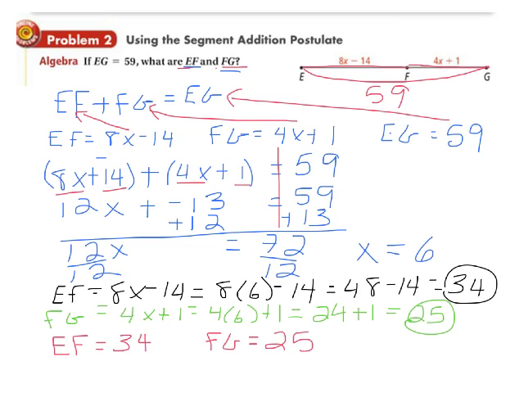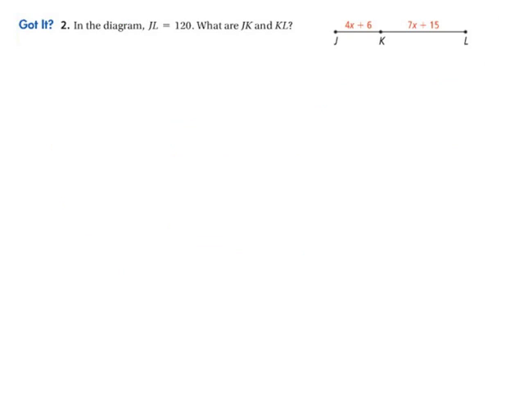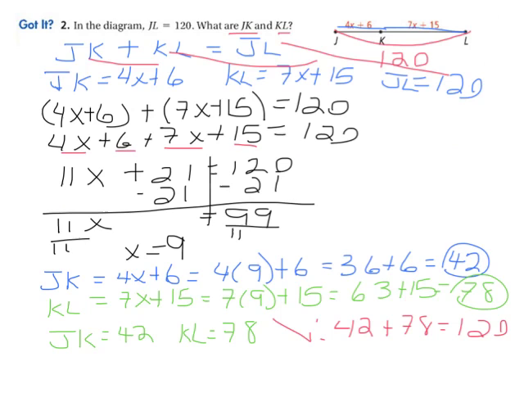A way to check yourself is to see if this plus this equals EG, which is 59, and 34 plus 25 does equal 59. All right, now it's your turn, so go ahead and pause and see if you can get it right. All right, here's the answer. I hope you got it right.